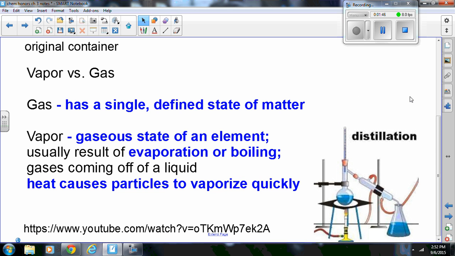So this is based on evaporation or boiling because different liquids vaporize at different temperatures. So you will attempt this technique in the lab.